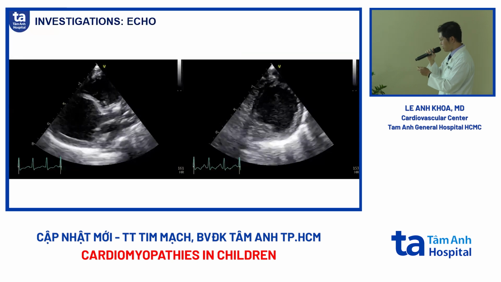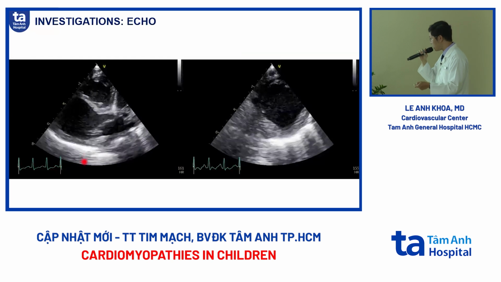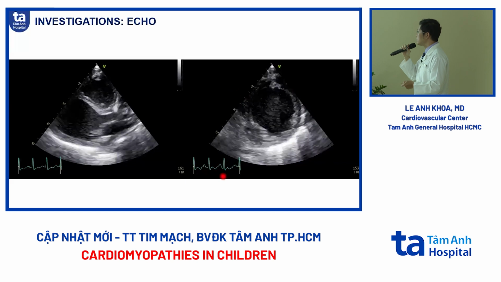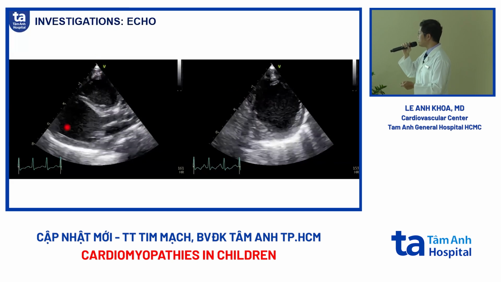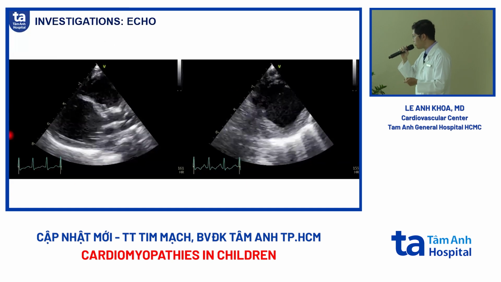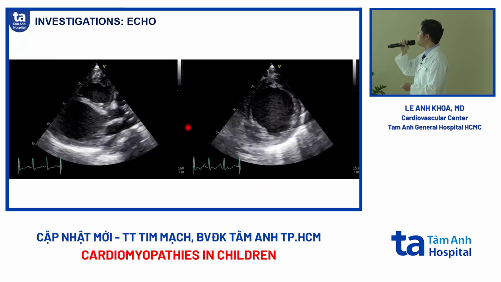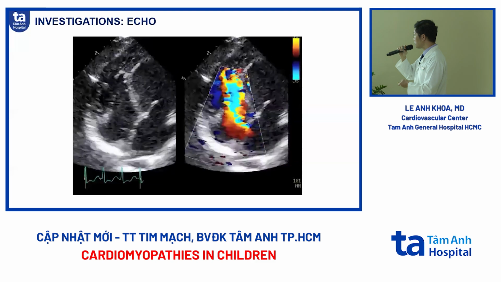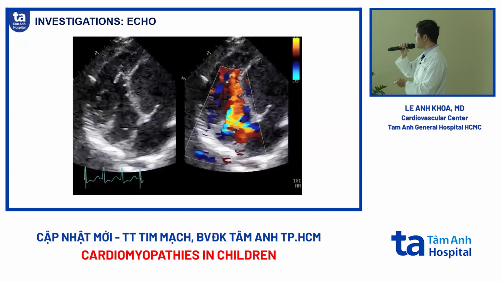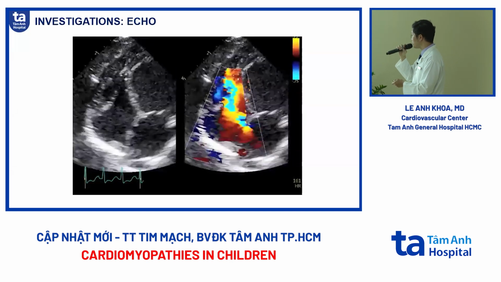Here is some image of echo. In the left, we can see the parasternal long axis view, and in the right one is the parasternal short axis view. We can see the severely dilated left ventricle with severely reduced systolic function, and diffusely hypokinetic wall motion. This is the ostium secundum atrial septal defect, and the size of the ASD is about 5 millimeters with left to right shunt.